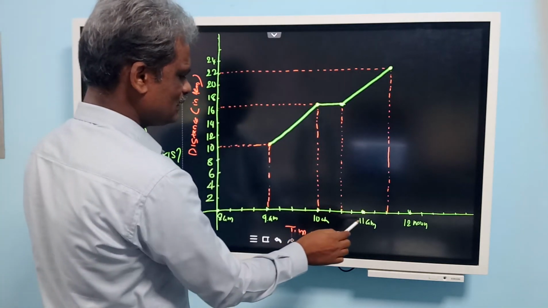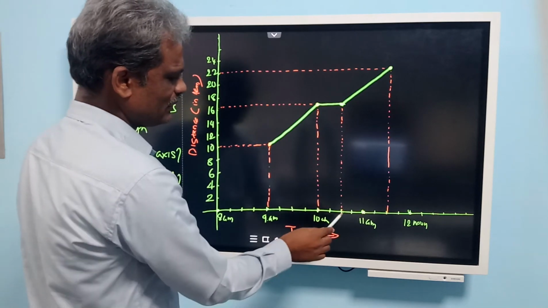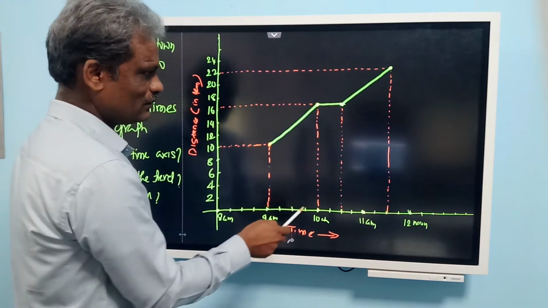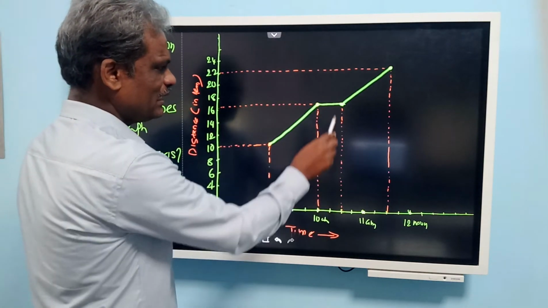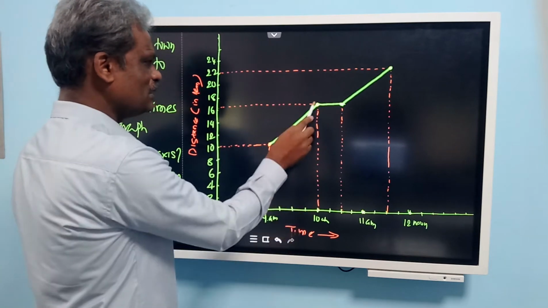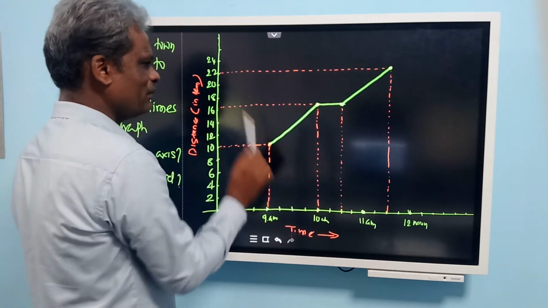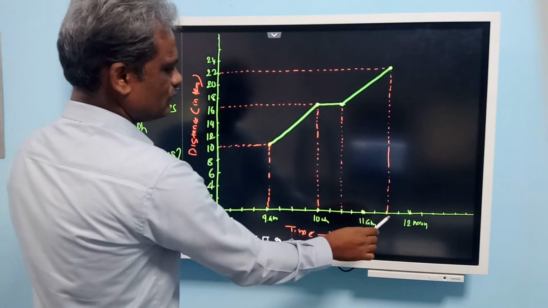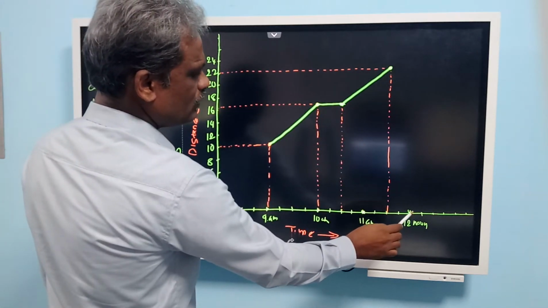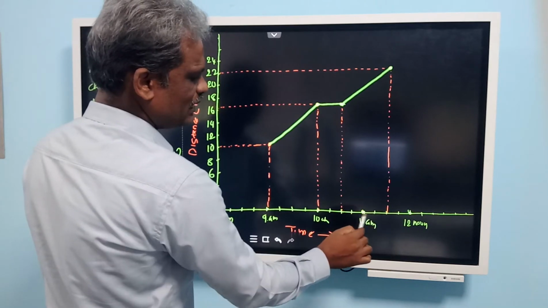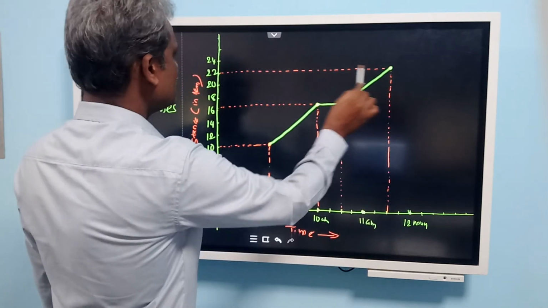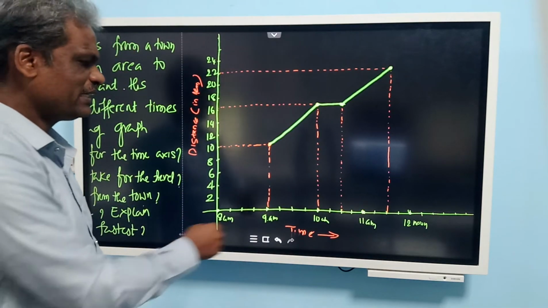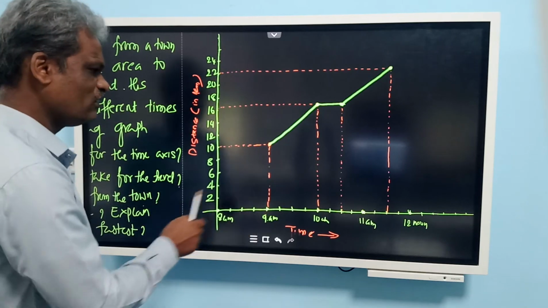Then you see, between 10 a.m. and 10:30, exactly half, at 10:30 again it is at 16 kilometers only. At 10 a.m. also 16 kilometers, 10:30 also 16 kilometers only. Then 11 a.m. is somewhere at 20 kilometers. Then 12 noon, and between 11 and 12 it is 11:30, where it is at 22 kilometers. So like this you can find out the distance covered at any point of time between 8 and 12.